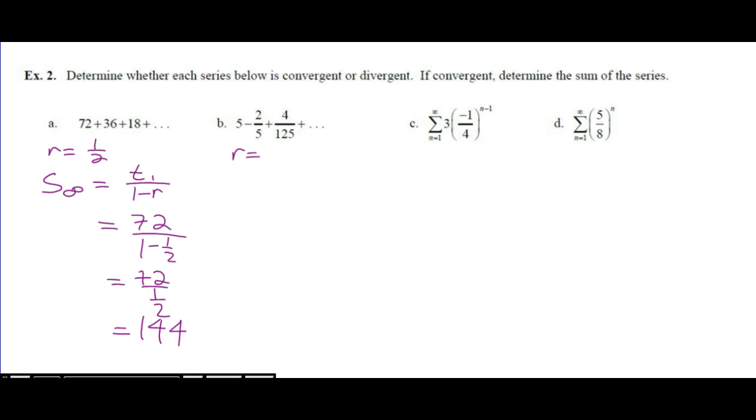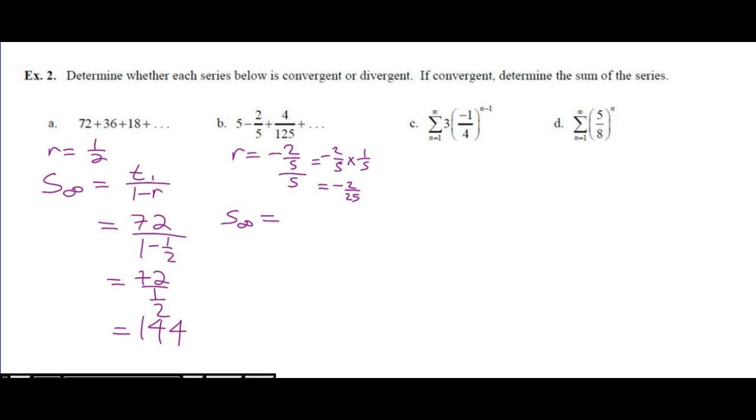Negative 2/25. Yeah. There's a plus sign after the 4. Yeah, it's okay. It's going to be plus negative. Afterwards, you can add a negative. It's okay. So r, should we work that out, or are you okay with the negative? So it's negative 2/5 divided by 5, right? Which is negative 2/5 times 1/5, which is negative 2/25.